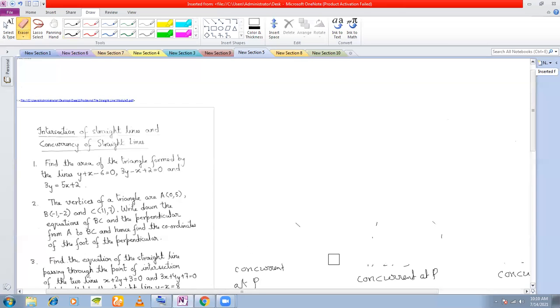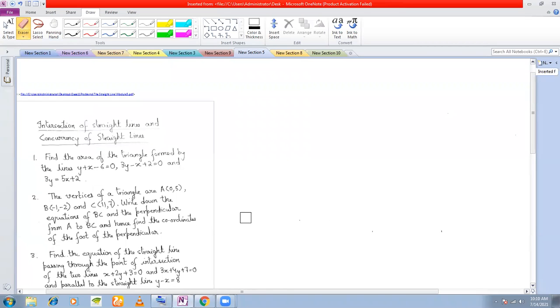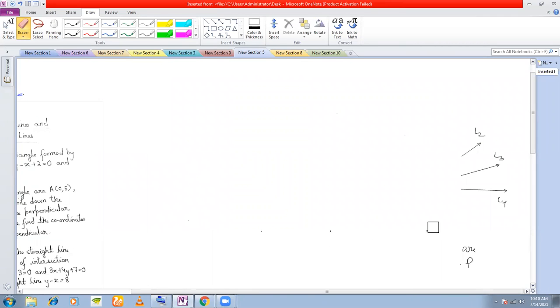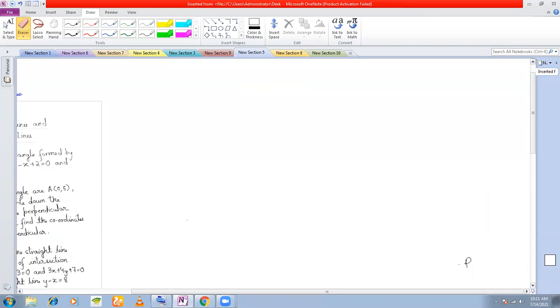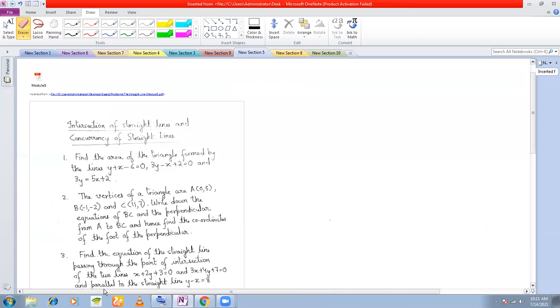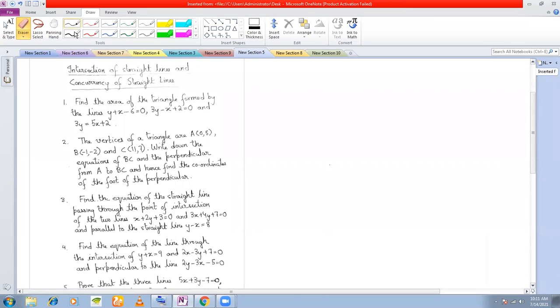And of course, you already know how to get the point of intersection of two straight lines. We solve the two equations simultaneously to get the point of intersection of the straight lines. You already know this, right? So number one, find the area of a triangle formed by the lines. Okay, so let's draw a triangle here.